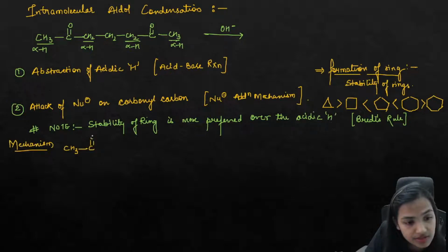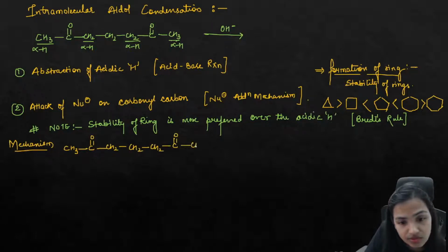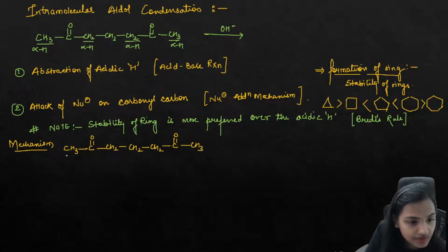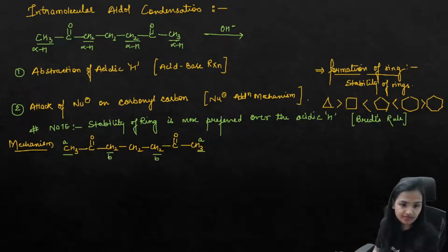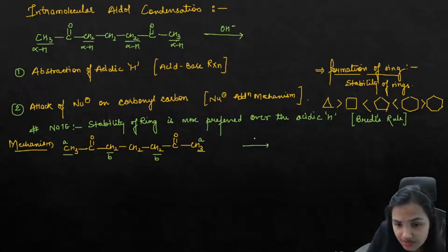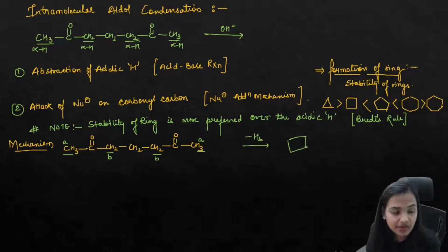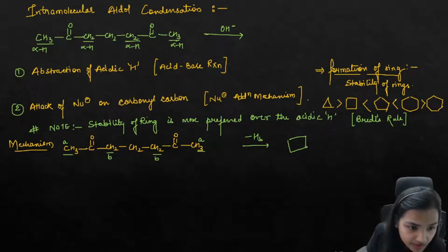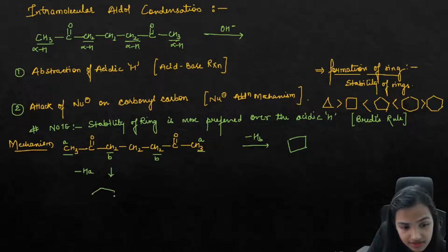You are having CH3, C double bond O, CH2, CH2, CH2, C double bond O, CH3. Now see, I am having this acidic hydrogen, this acidic hydrogen is also A types, they both are identical. If I will be looking for this and this, they are the B types acidic hydrogen. So if I will be abstracting the B acidic hydrogen, B wala, HB, with the base, I will be getting 1, 2, 3, 4, a 4-membered ring formation. If I will be abstracting the acidic hydrogen A, I will be getting 1, 2, 3, 4, 5, 6-membered ring.